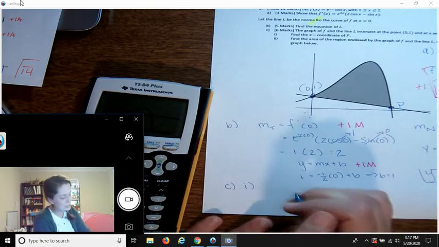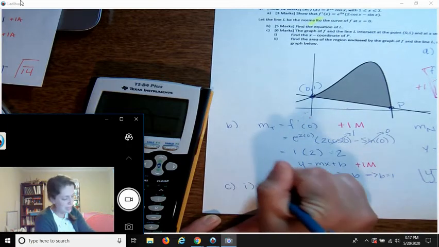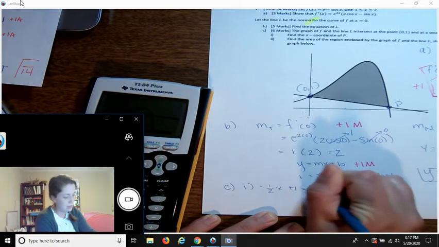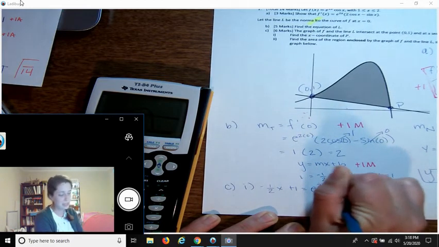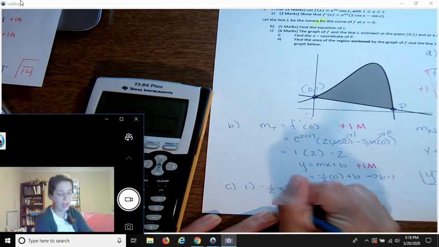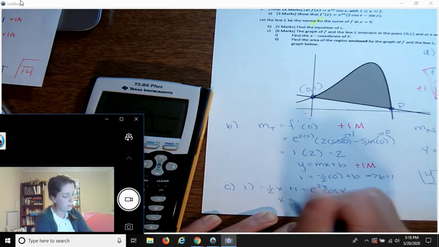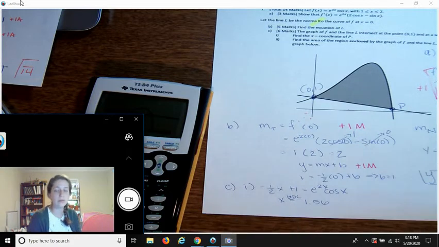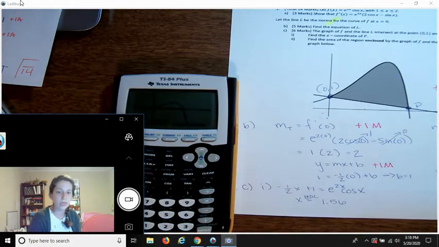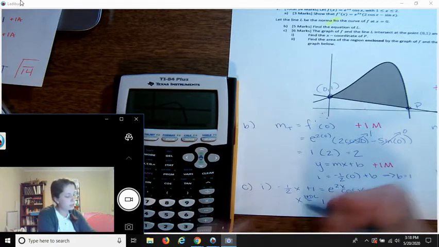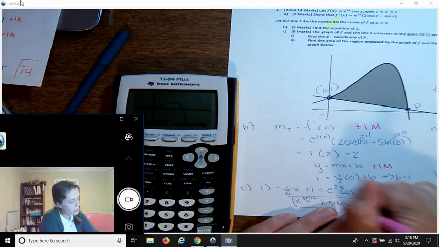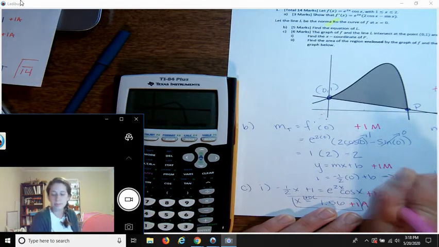Okay, so what we did here was we set this equal to this, and when we solve that using our calculator, we get 1.56 as our x value. And so that's what I got on my calculator. So that's for part 1. You get plus 1 for this answer, plus 1 for this setup.